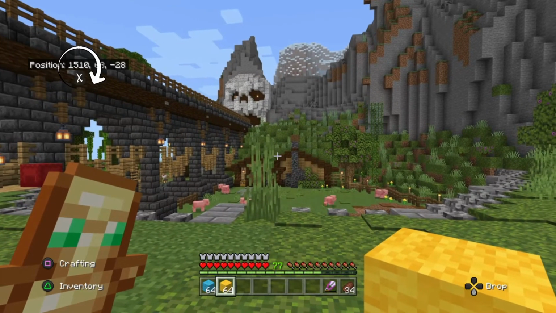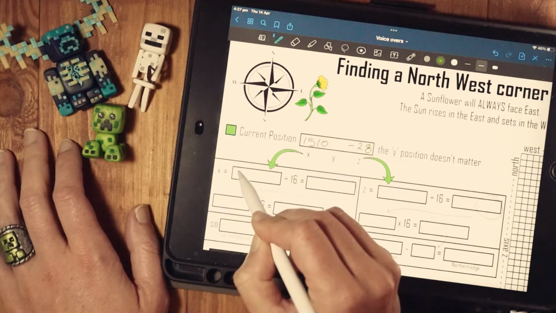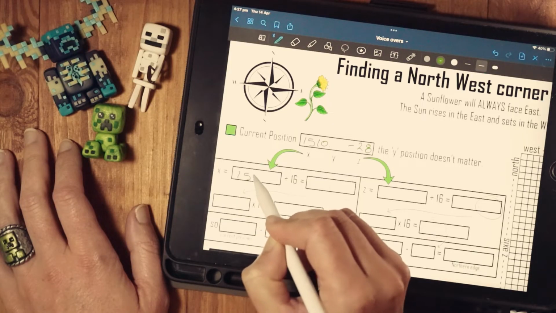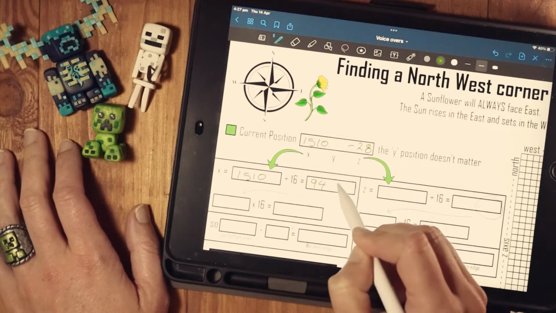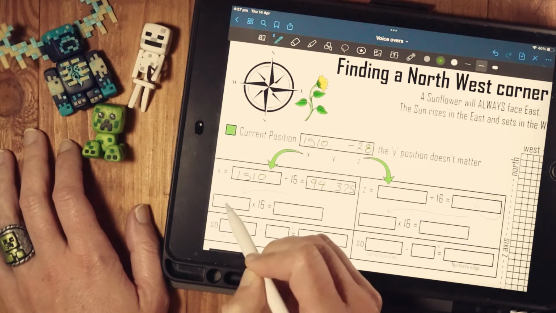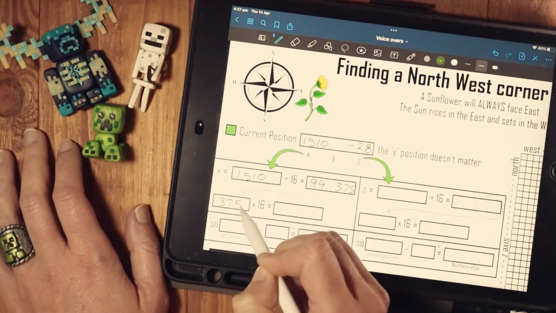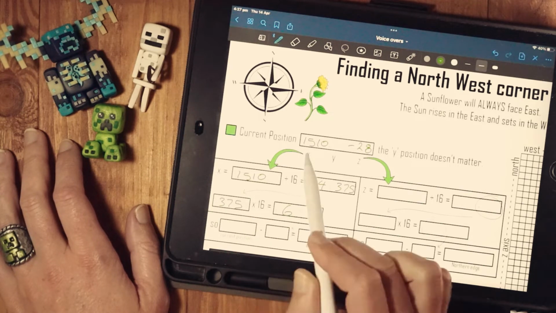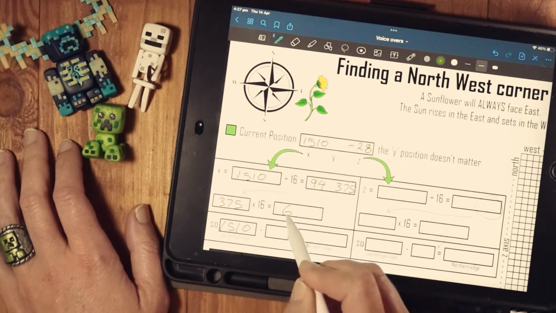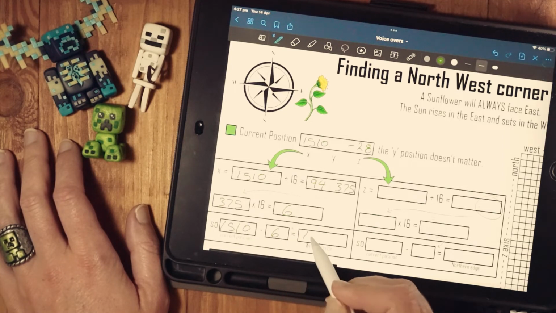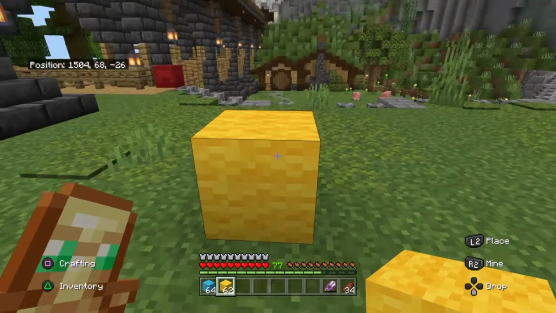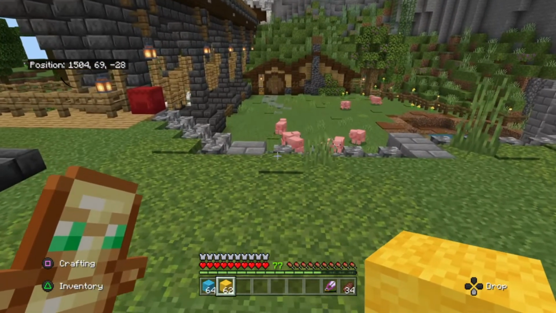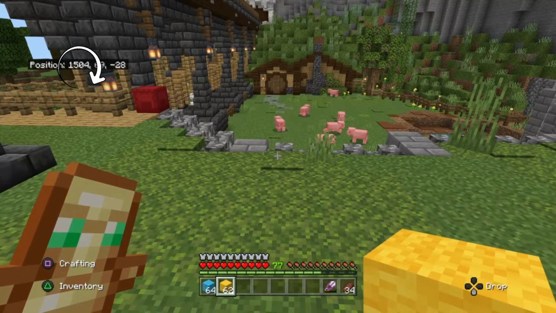My current x-axis is 1510. Let's write this down. X equals 1510 divided by 16 equals 94.375. We take the 0.375 and times that by 16 and that equals 6. So our current x-axis minus our answer above, in this case 6, equals 1504. Place some yellow wool where I was standing, 1, 2, 3, 4, 5, 6 blocks to the west, and I should be right on 1504. This is our western edge.